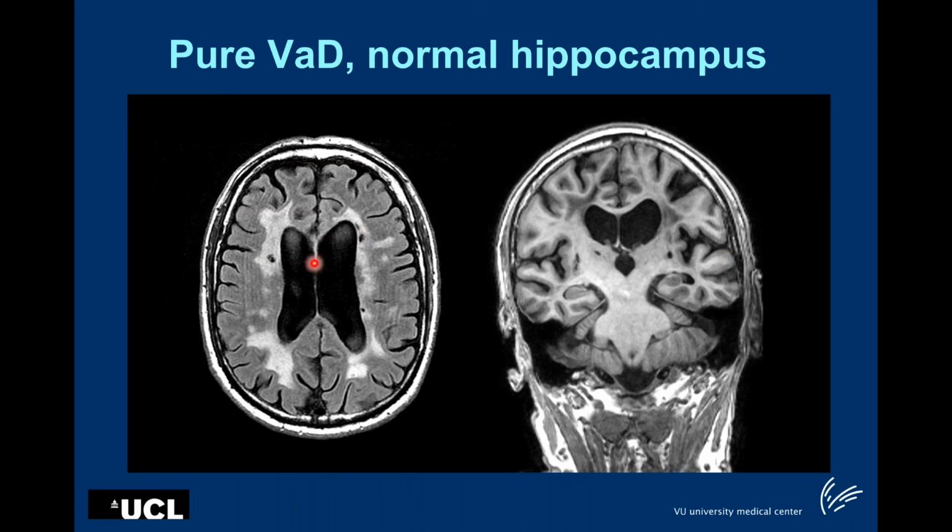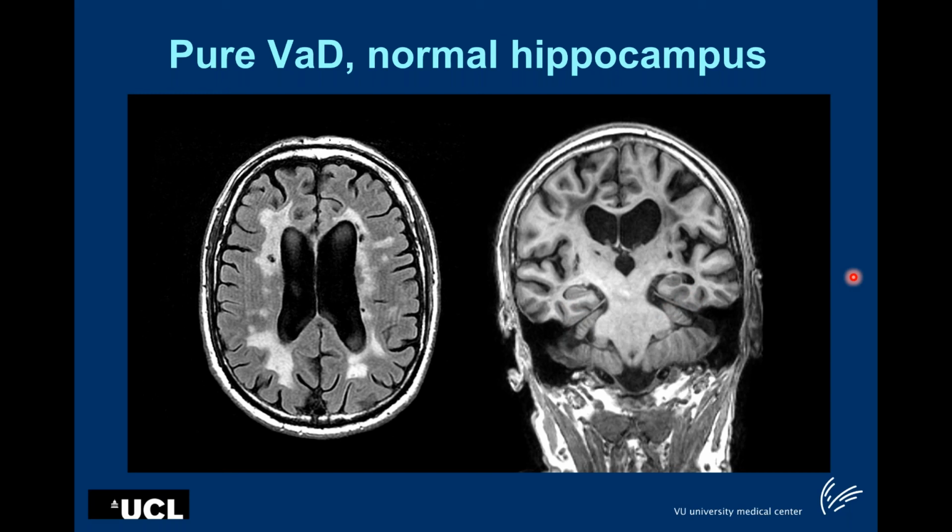Here's a patient with pure vascular dementia, so extensive white matter lesions, multiple lacunes. So this fulfills official vascular dementia criteria. But if we look at the hippocampus, it's a very normal hippocampus. So this is probably really a pure vascular dementia without concomitant Alzheimer's disease.